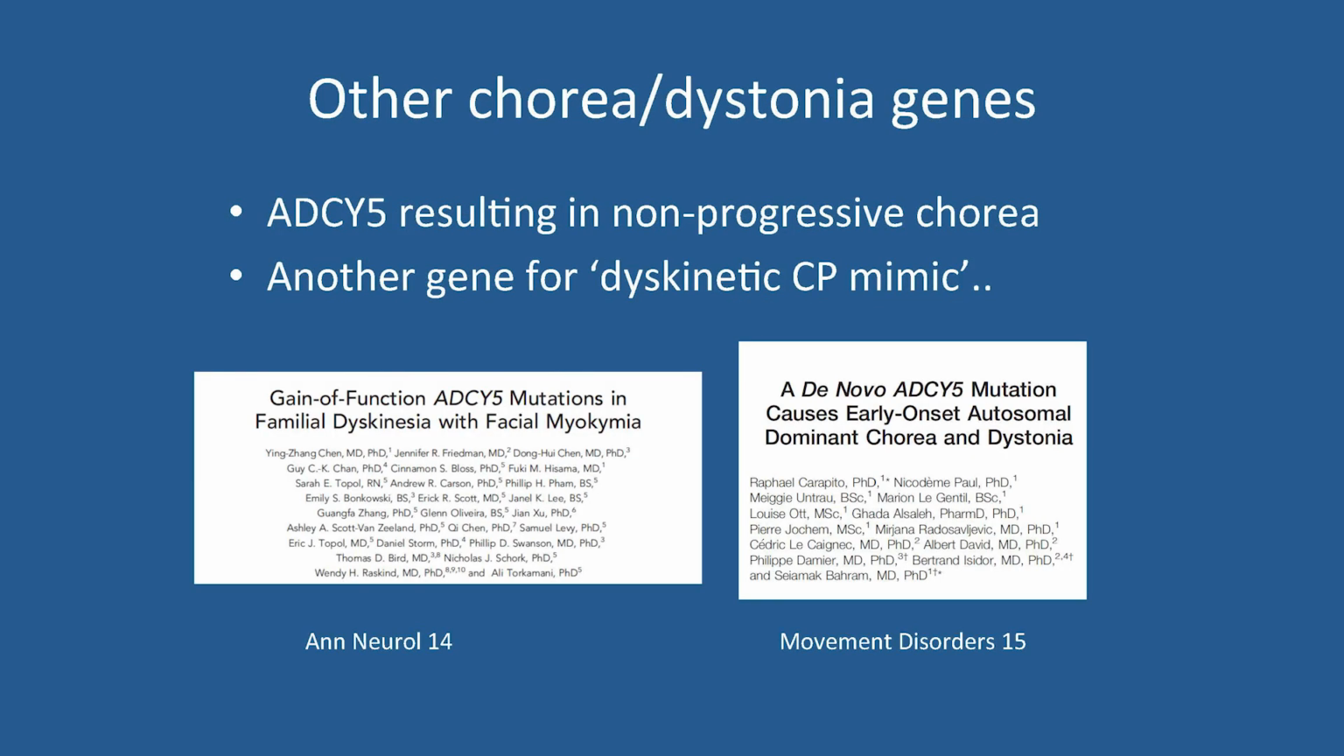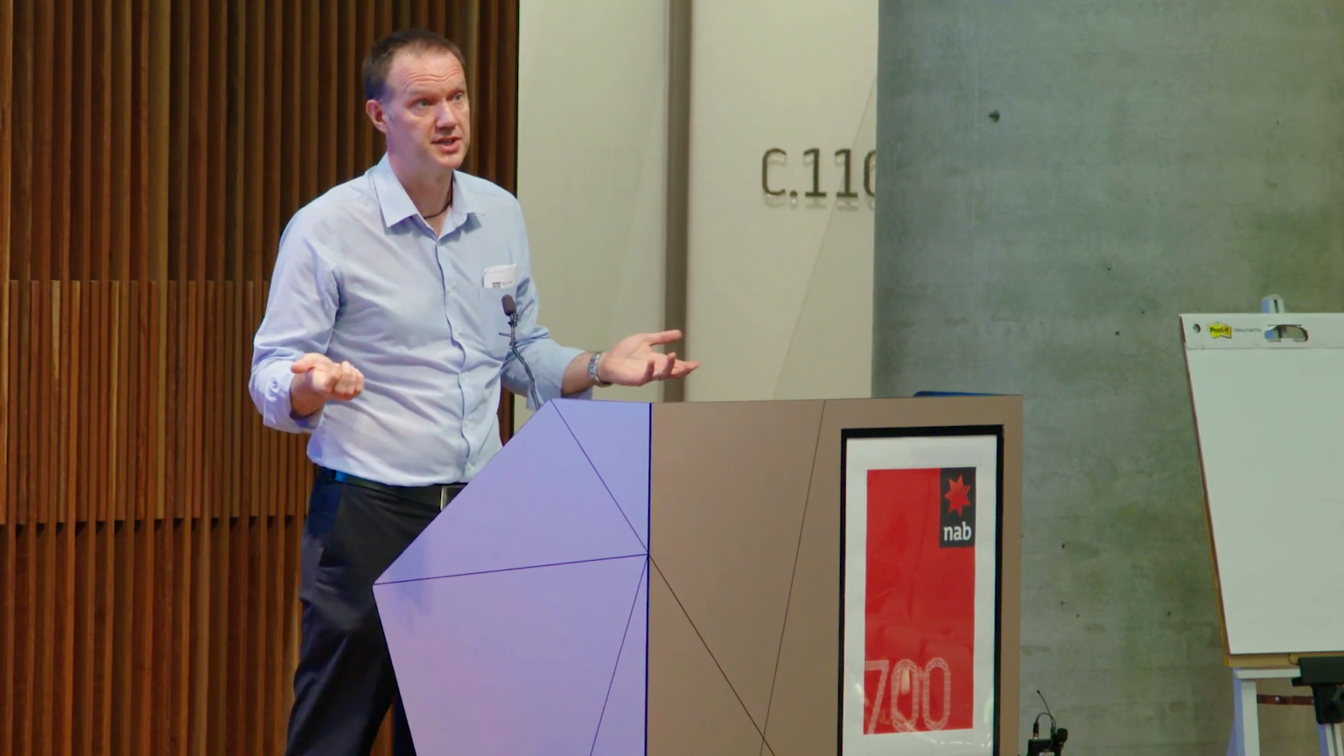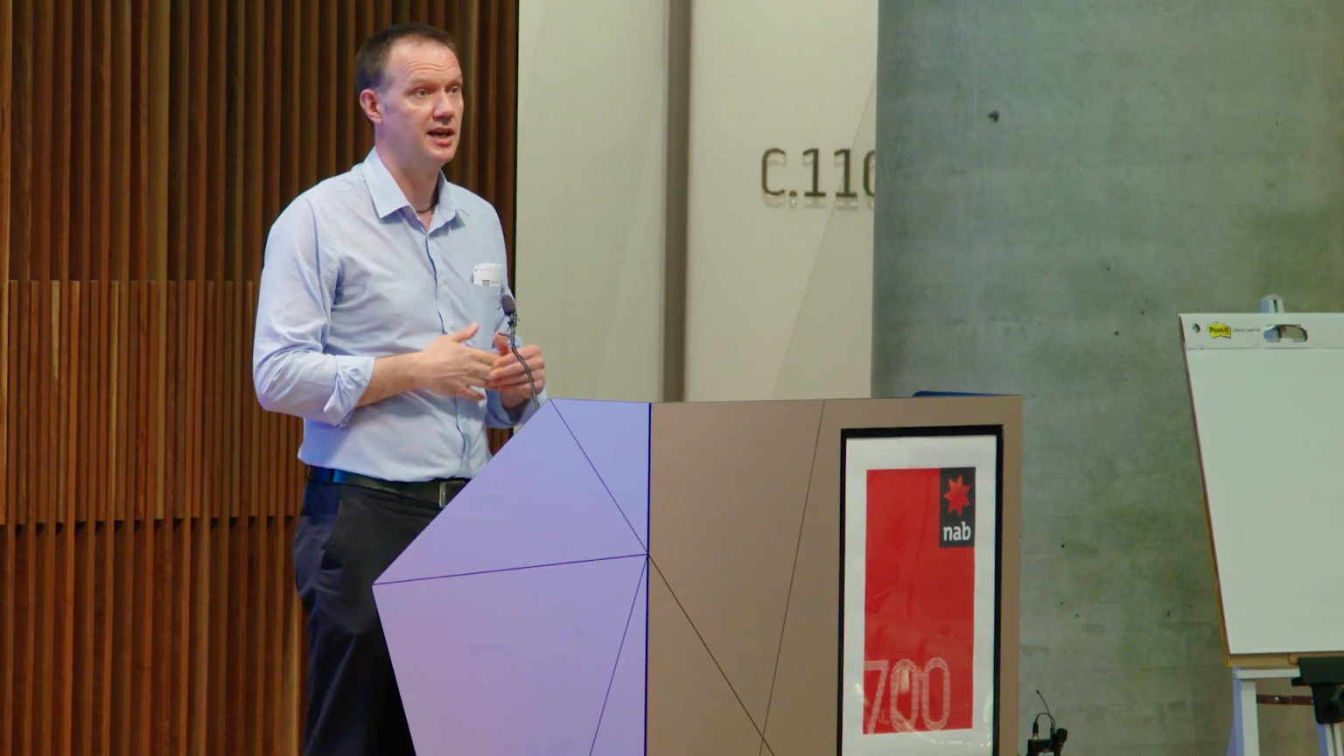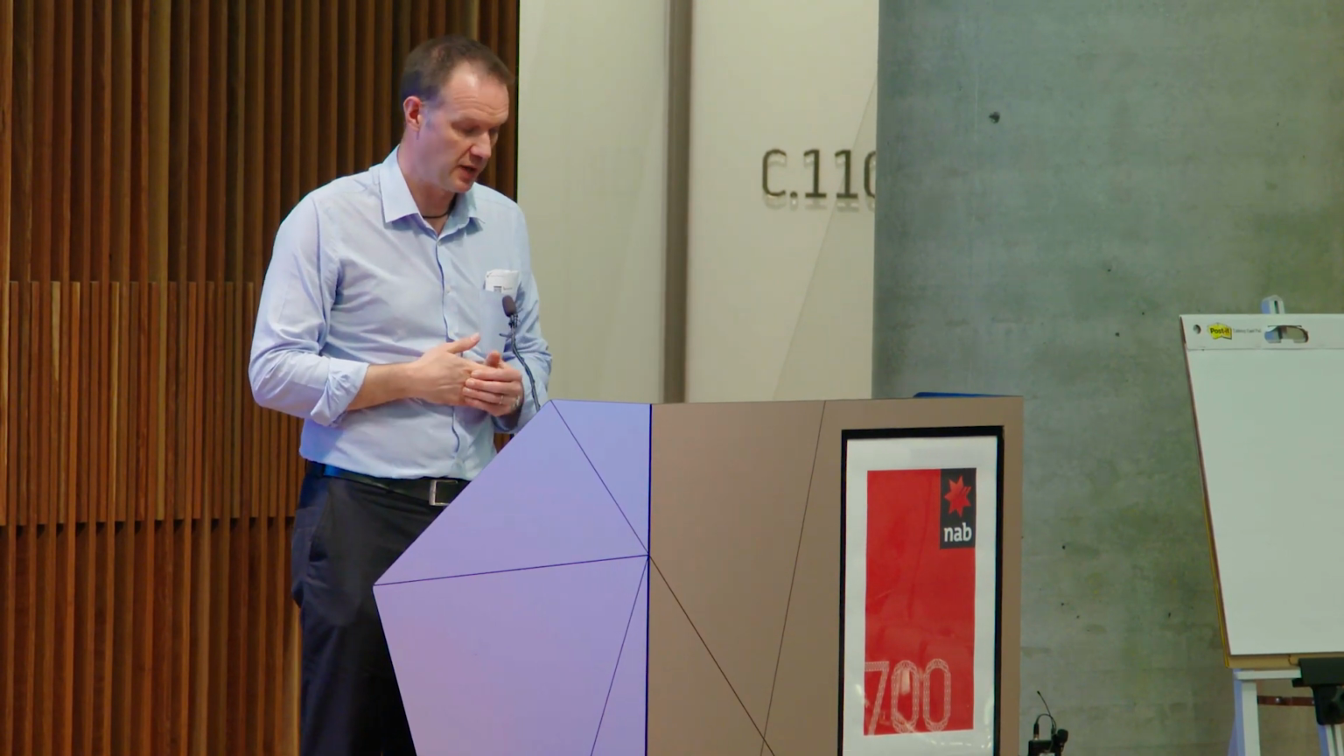But there are other new genes. That condition has been known about for maybe 20 years, but this is a gene that was only discovered in 2014. It's called ADCY5, which causes a non-progressive chorea with very early onset. So these patients will be in the CP clinics. It's not very common, so I don't know how common this is in a CP community, but probably well under 1%, I would say.